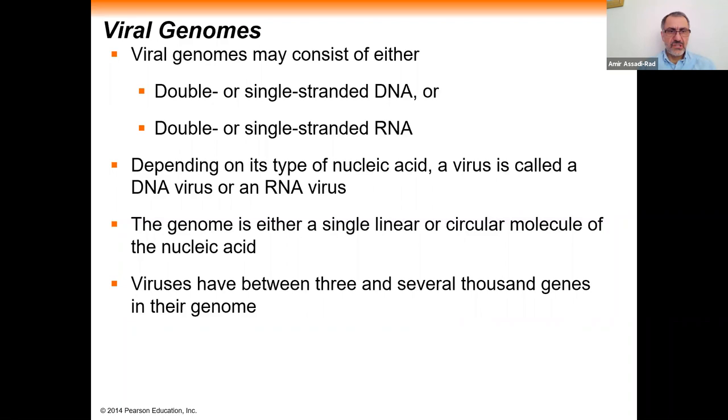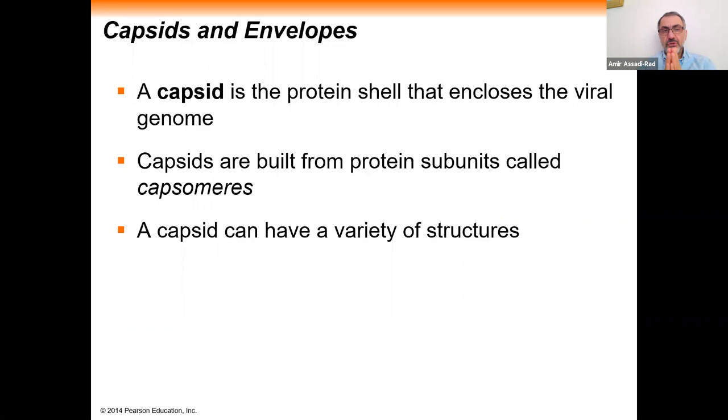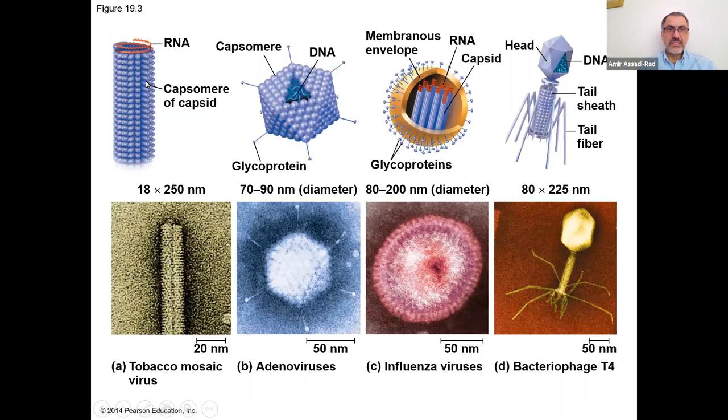A capsid, make sure you know the definition of a capsid. A capsid is a protein shell that encloses the virus. So it's a protein shell outside of the genome, the DNA or RNA. They have a coat called the capsid, which is made up of protein. Capsids are built from protein subunits called capsomeres, and a capsid can have a variety of structures. Here they are. Here in tobacco mosaic virus, you can see the RNA, and the capsid is a protein molecule like that. And some of the capsids have glycoproteins attached to them.